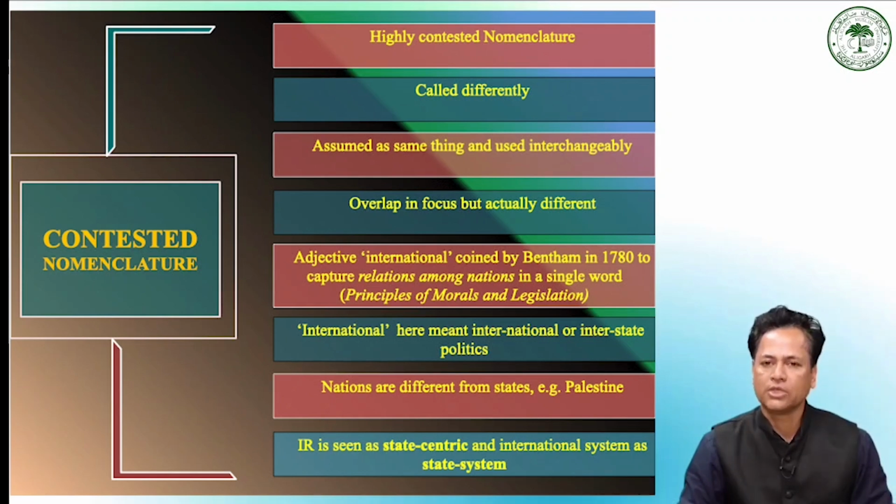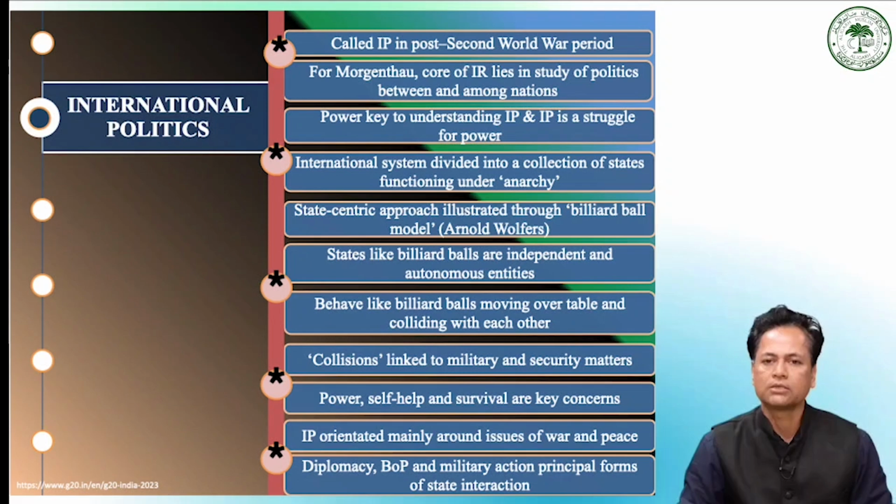status of a state. Similarly, when we say international relations, basically it refers to the state-centric nature of the system, and that is the reason why we call the international system a state system. When we say it is a state system, it basically refers to the composition of various sovereign and autonomous states. Let me now focus on international politics.